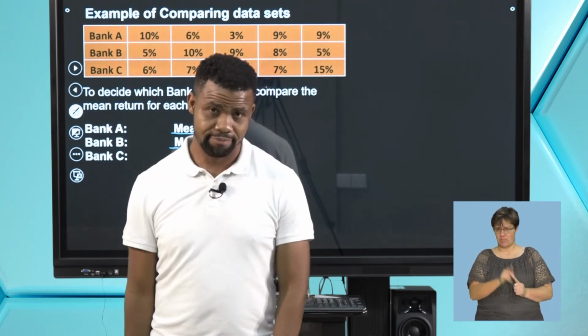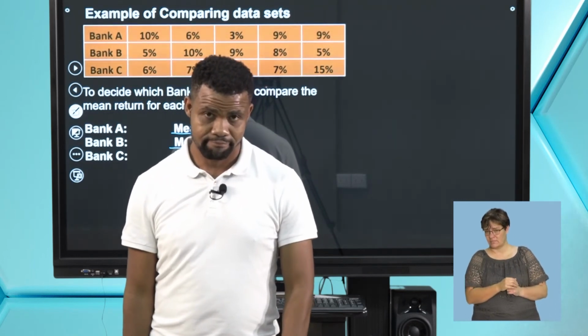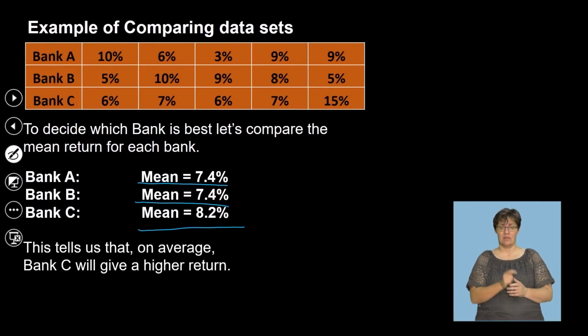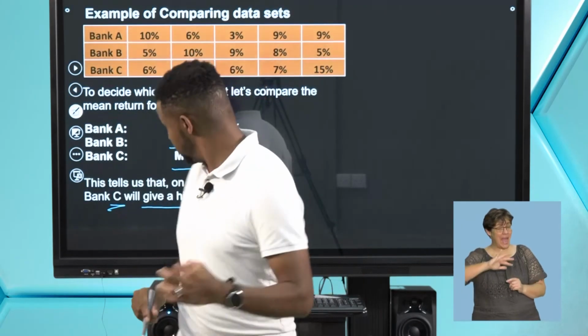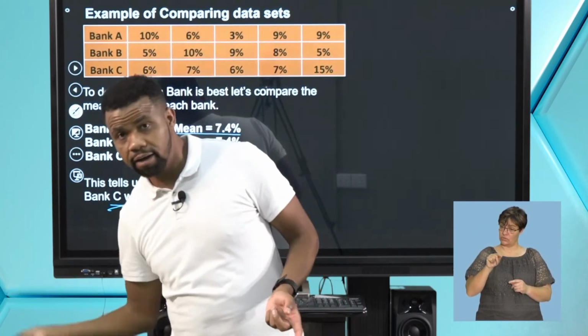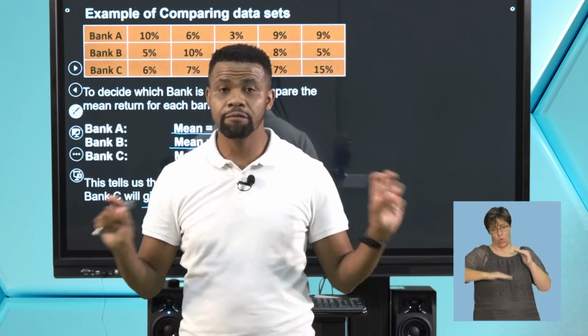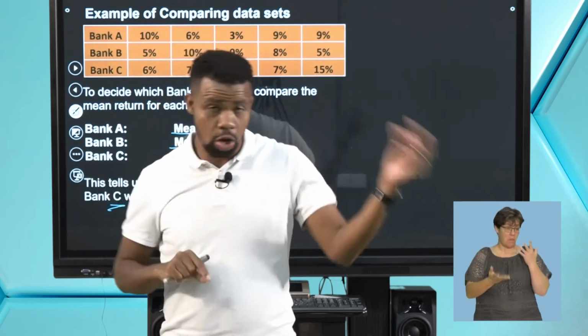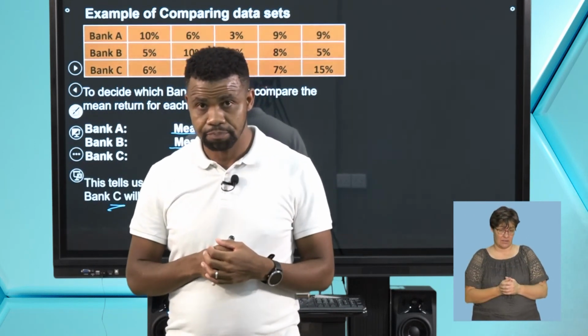What would you go with? Let's explore. This tells us, on average, Bank C will give a higher return. That's it. It will give a higher return. But remember, it's average. Doesn't mean it will give us exactly 8.2%. It could be lower. It could be higher. That's what average means. Even that 7.4% could be higher or lower.